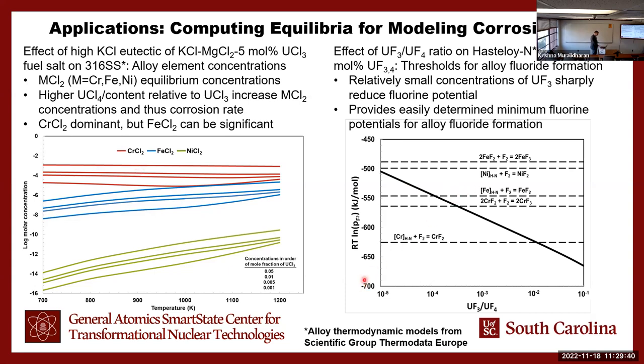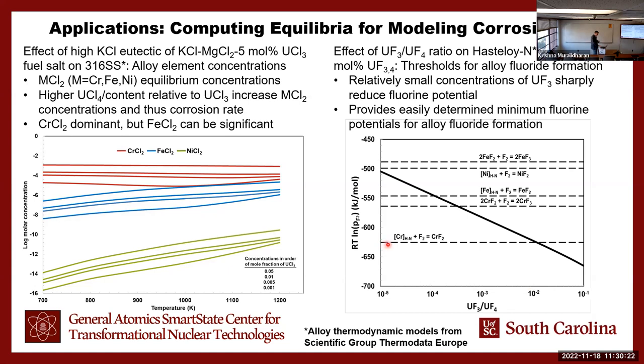Here we looked at the fluoride systems. Here's the fluorine potential, RT ln of fluorine pressure. Is that really the potential? Because you have to add the standard state free energy, but it doesn't matter. So here is, for example, the effect of the ratio of UF3 and UF4. That controls the fluorine potential. The UF3, UF4 ratio in the reactor, so you need to have that sort of control in the reactor. You throw in a little more UF3, and it reduces the fluorine potential. And so here is the fluorine potential line for this variation in UF3, UF4 ratio.